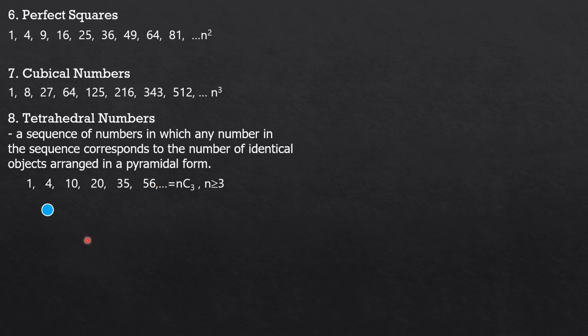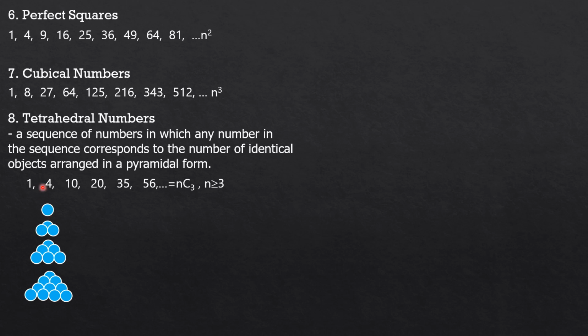So to illustrate, this is the topmost object placed over 3 objects. I hope you can imagine. Then the 3 objects are placed over 6 objects arranged in triangular manner. The 6 objects are placed over 10 objects. Take note that the number of identical objects in each layer are triangular numbers. 1, 3, 6, 10. So next is 15. Next is 21, and so on and so forth in that manner. So that you can expand tetrahedral numbers.